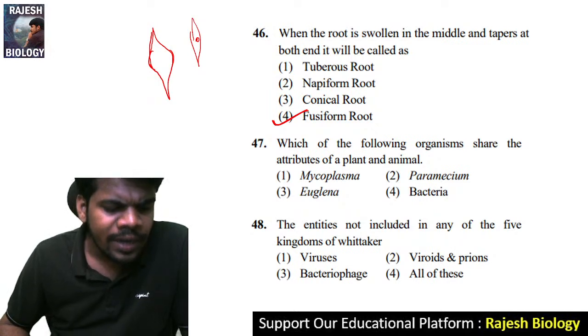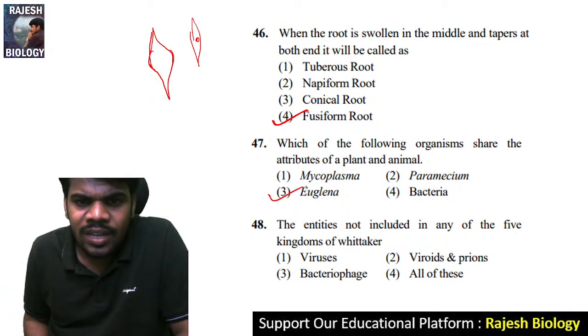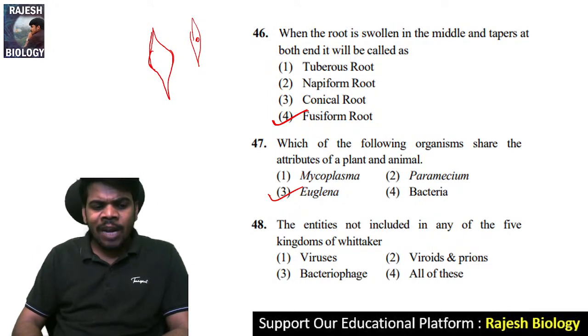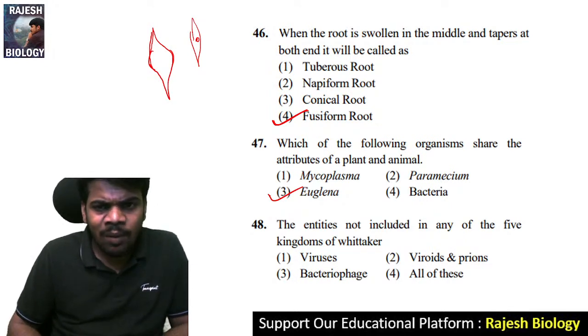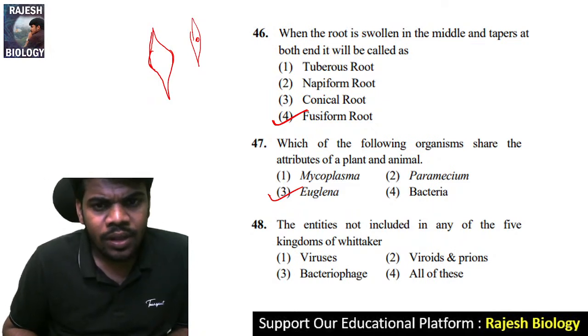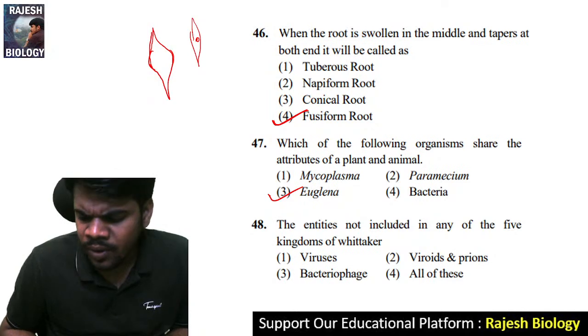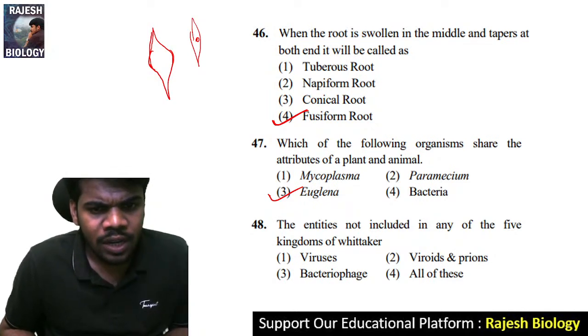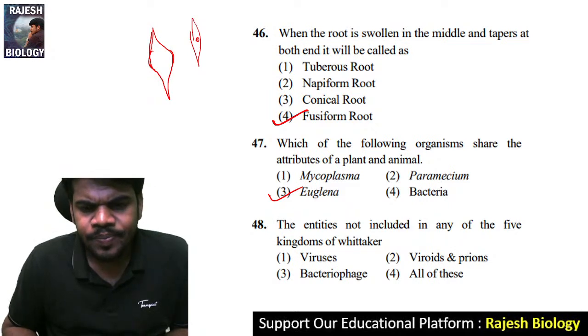Priyanka, what you said is the right answer. Euglena. It is the connecting link between the kingdom Plantae and kingdom Animalia. It shows both animal characters and plant characters. Okay. I think it is under phylum Protozoa. Euglena, perfect Priyanka. Come to the 48th question.